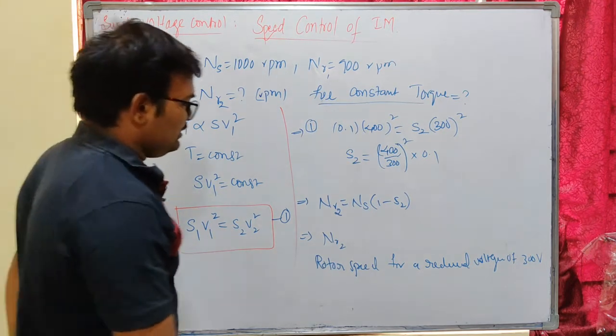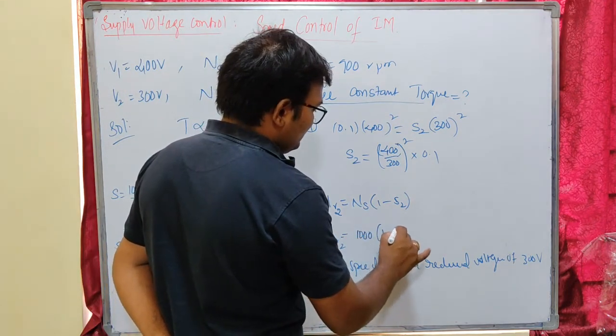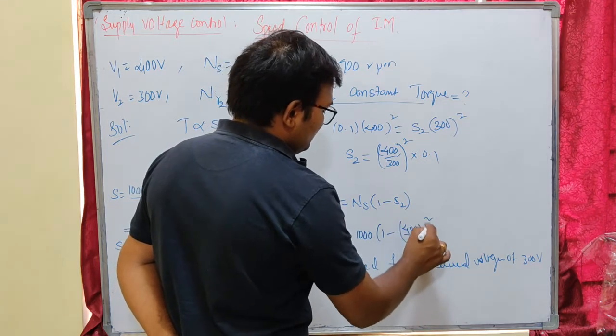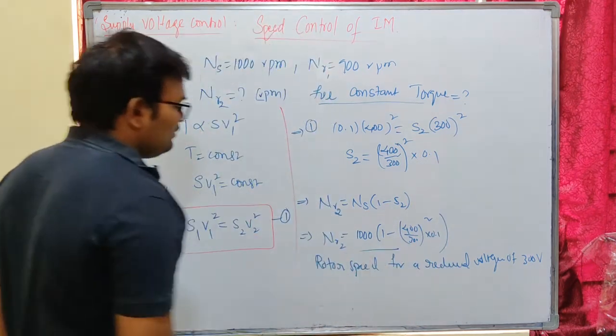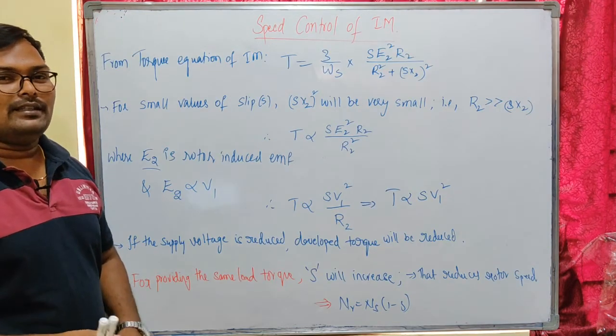Okay, so let us see. That will become NS, which is 1000, times (1 minus slip), where slip is (400 by 300) whole square into 0.1. So you can find out the value. That value should be less than 900 rpm. So that is the idea.